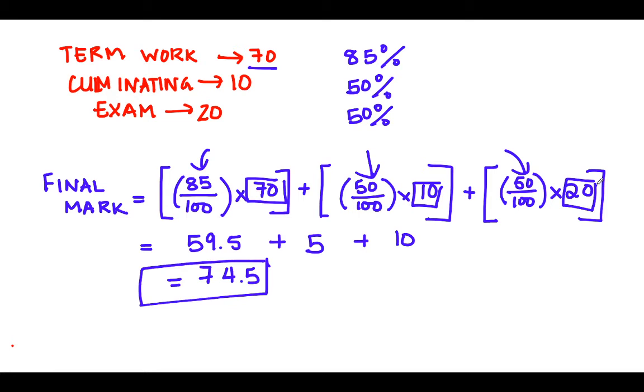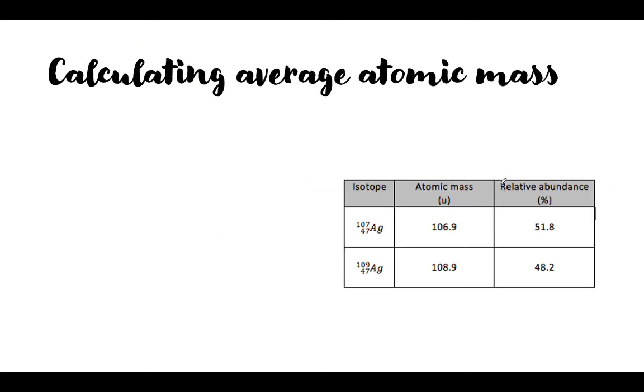And that's kind of like isotopes. What we have to take into account is not only the mass of each of these isotopes, but also how abundant they are in nature. And that's usually expressed as a percentage. So this is why the calculation that we just did for your final mark is similar to the calculation that we are about to do to find the average atomic mass.